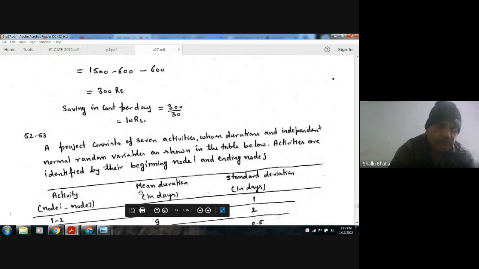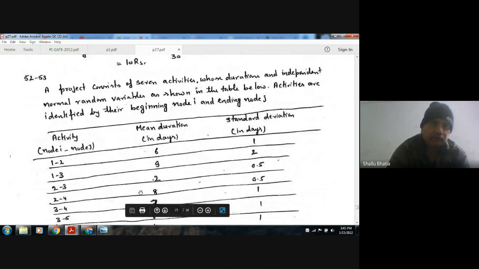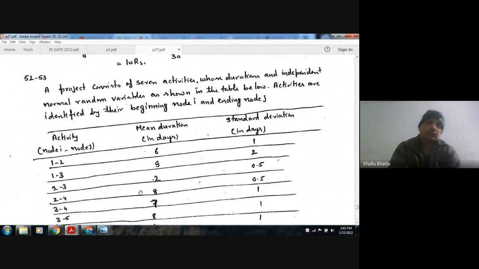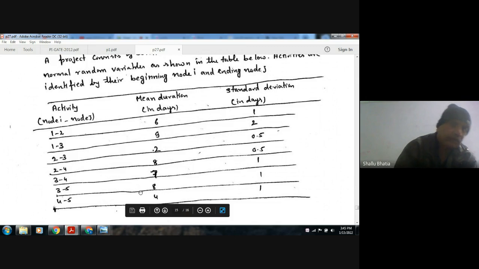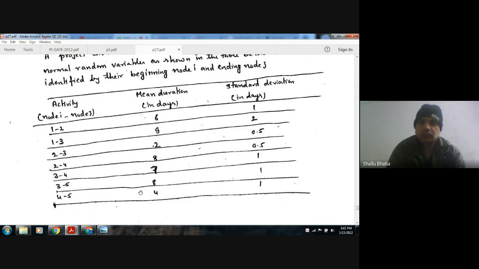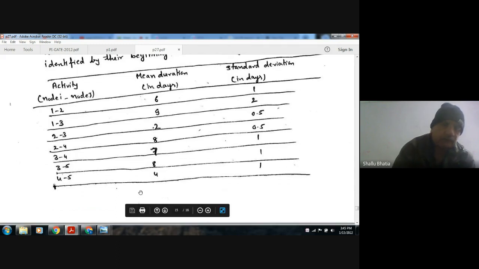Next, a project consists of 7 activities whose durations are independent normal random variables as shown in the table below. The activities are identified by their beginning node i and ending node j. Activity nodes i, j: 1-2, 1-3, 2-3, 2-4, 3-4, 3-5, 4-5. Mean time duration: 6, 9, 2, 8, 7, 8, 4. Standard deviation: 1, 2, 0.5, 0.5, 1, 1, 1.